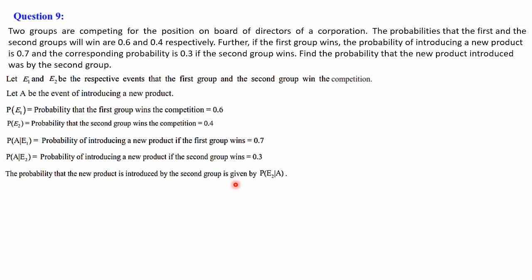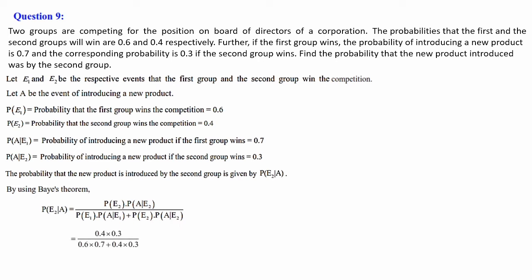That is, symbolically we can write it as P of E2 given A. So let's write the formula by using Bayes theorem. P of E2 given A is equal to P of E2 into P of A given E2 divided by P of E1 into P of A given E1 plus P of E2 into P of A given E2 total.